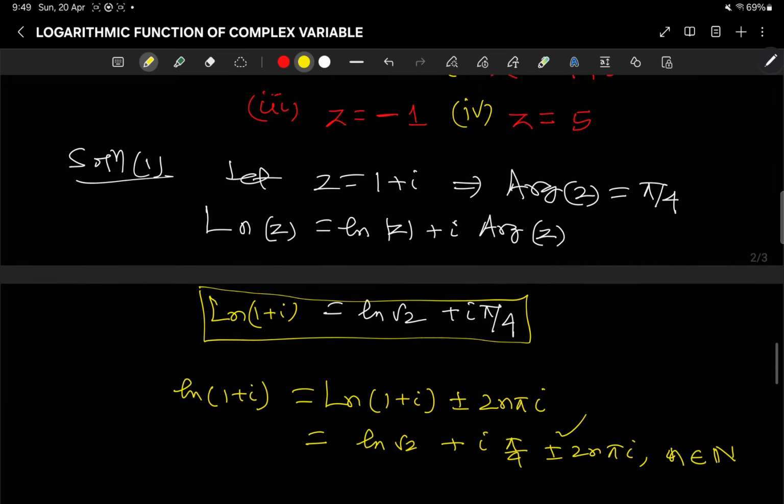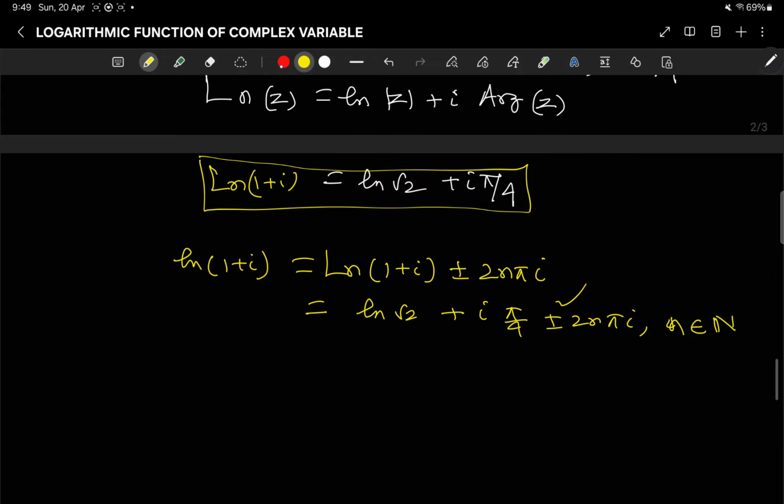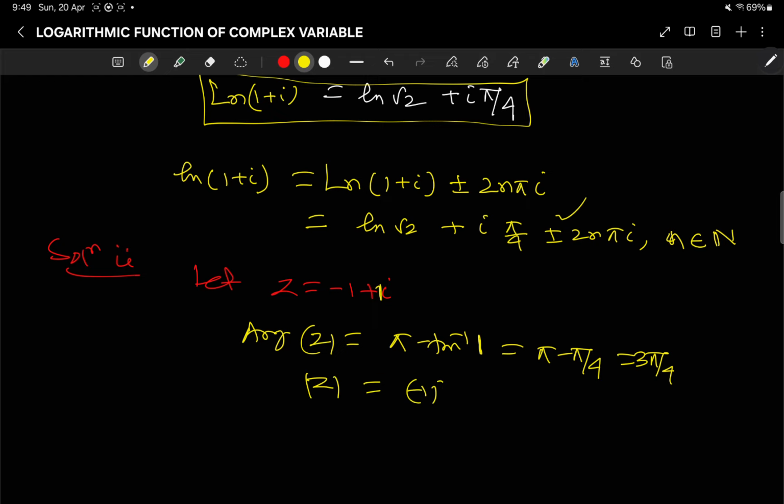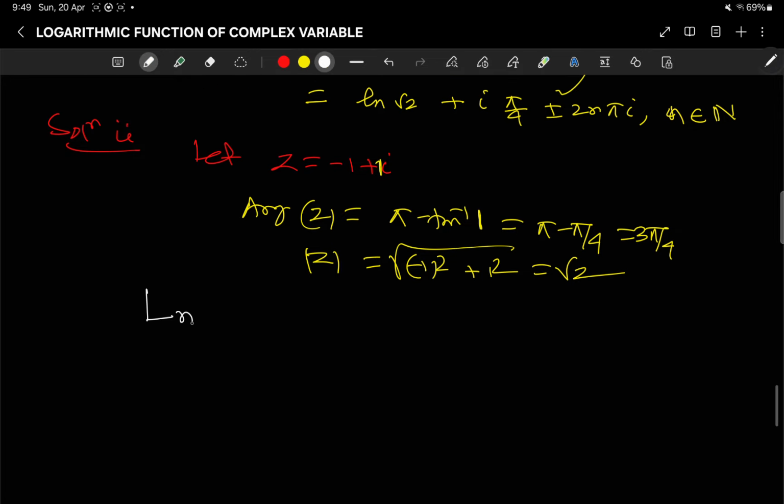Then what happens to 2i? For 2i, z is equal to minus 1 plus i. Solution 2i: let z equal minus 1 plus i. It is in the second quadrant. So what is the argument of z? It is pi minus tan inverse of |y by x|. Y is 1, so this is pi minus pi by 4, which is 3 pi by 4. And what is |z|? It is the square root of minus 1 squared plus 1 squared, which is root 2. So what is the principal value of minus 1 plus i? It will be ln, where this l is small.